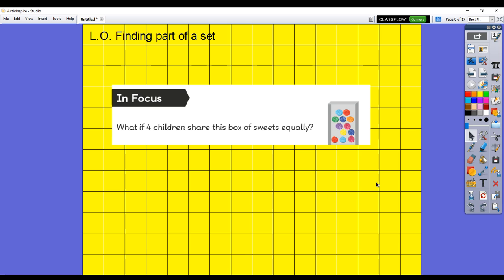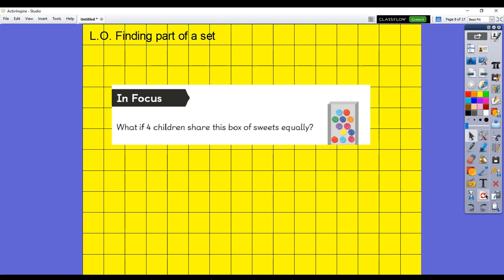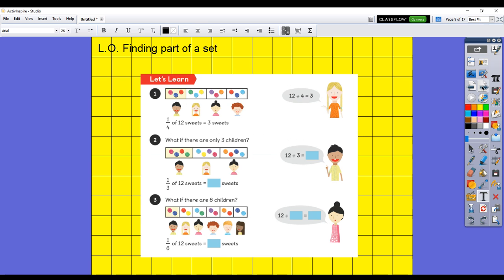Let's count. Count with me, we'll count in twos. 2, 4, 6, 8, 10, 12. Okay, so we have 12 sweets altogether, and our question is, what if 4 children share this box of sweets equally? Okay, so let's learn. A quarter of 12 sweets is going to equal 3 sweets. Okay, so our calculation is going to be 12 divided by 4.